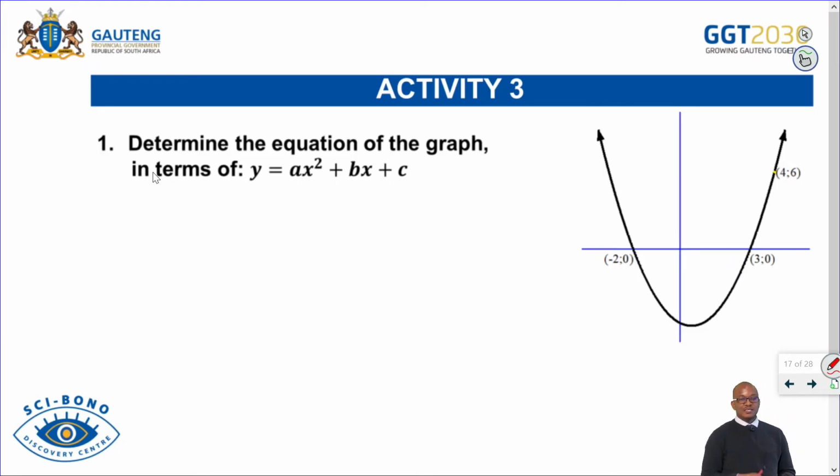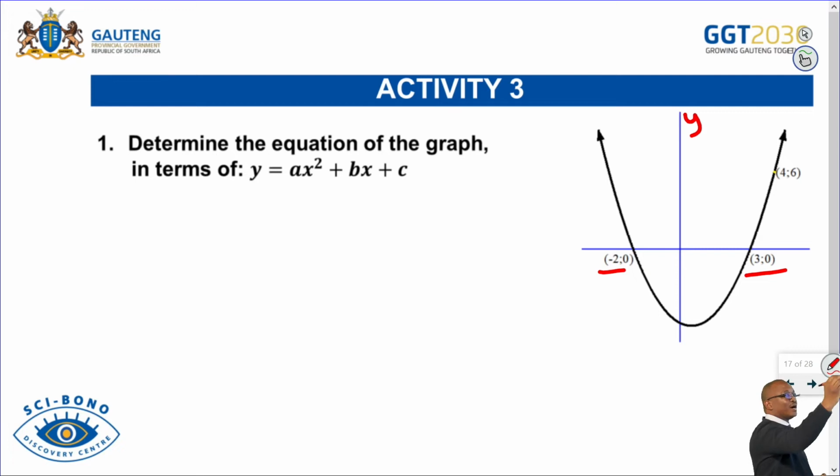Remember, the question will say, determine the equation of the graph in terms of y is equal to ax squared plus bx plus c. So now we are given a graph. As you can see, we have two intercepts, the x-intercepts. We don't know what our turning point is, and we don't know what our y-intercept is. The only thing that is given is the two values of the x-intercept. Remember, we have y-intercept and x-intercept. So those two coordinates are the ones that are given.